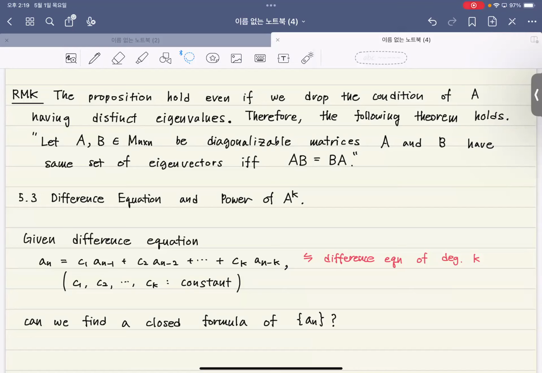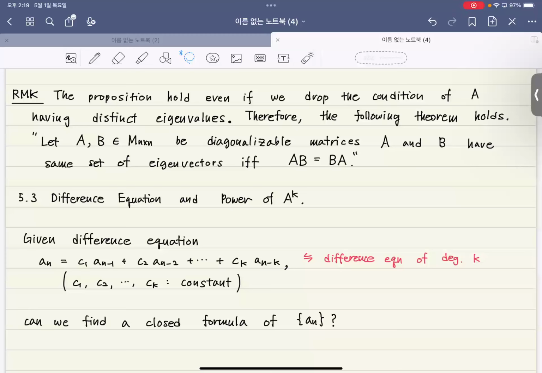So the question is, whenever this difference equation is given, can you find a closed formula for the sequence a_n? If you can find such a closed formula, then we say you solved the difference equation.